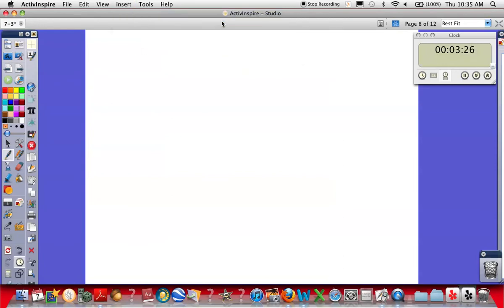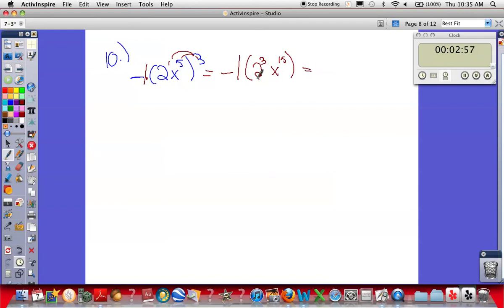Number 10 is negative on the outside, 2x to the 5th, all cubed. This, remember, is really negative 1 times all of this. 2 has an exponent of 1, so let's distribute our 3 in. So this is really negative 1 times, in parentheses, 2 to the 3 times 1 is 3. X to the 3 times 5 is 15. Let's keep going. 2 cubed, do inside the parentheses first, is negative 1 times 2 cubed is 8. X to the 15. Now we can multiply our negative 1 and get negative 8x to the 15.